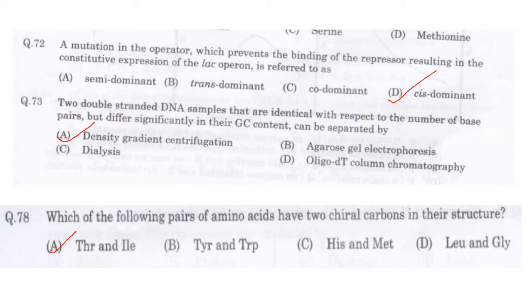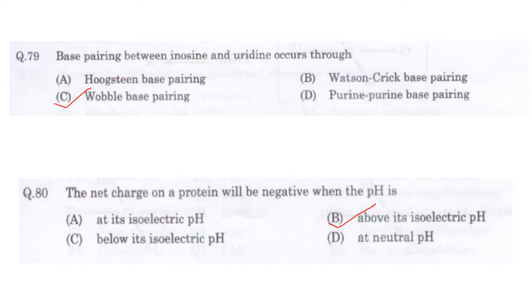Next one. Which of the following pairs of amino acids have two chiral carbons in their structure? Answer is option A, threonine and isoleucine. Next one. Base pairing between inosine and uridine occurs through wobble base pairing. Okay, answer is option C. All these are direct questions. The net charge on a protein will be negative when the pH is above its isoelectric point. When the pH is below its isoelectric point, it will be positive.